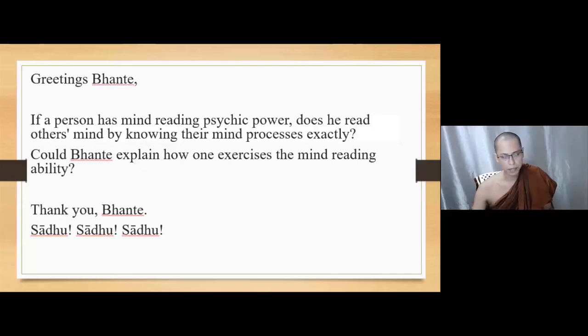Then for the second part, if you want to practice the supernormal power of mind reading, it is called paracitta vijanana. You need to attain, according to the Abhidhamma classification, the fifth jhana, but according to the sutta classification, the fourth jhana. You need to practice to attain the fourth jhana and master it. After that, you need to learn how to make the preparation for the special ability, how to reflect on the object, making the resolution: I wish to know the other person's mind.